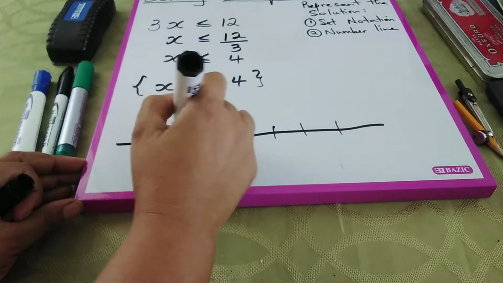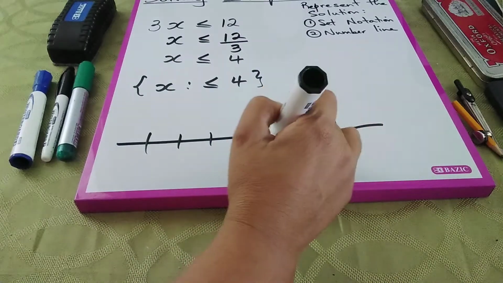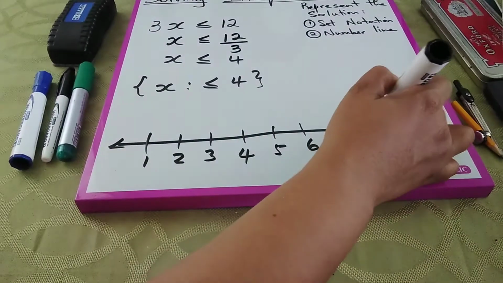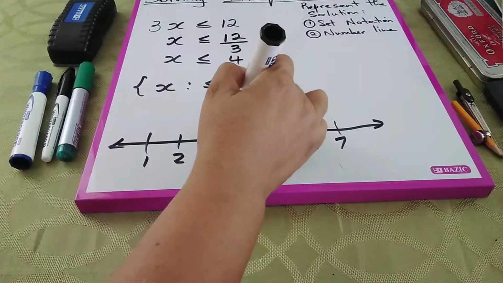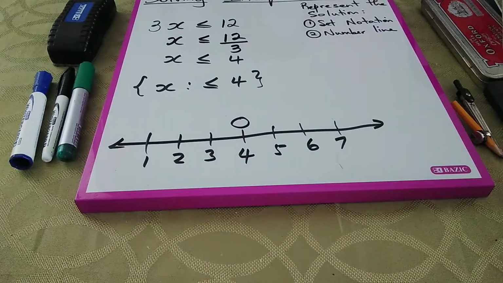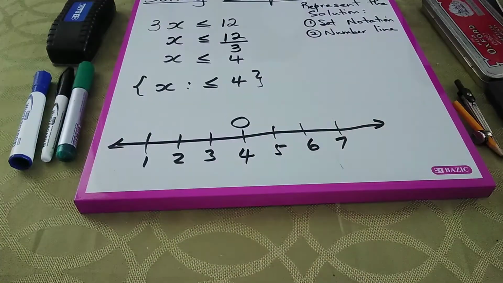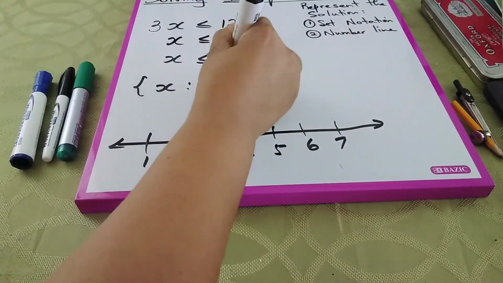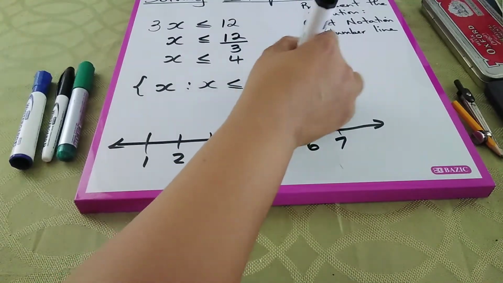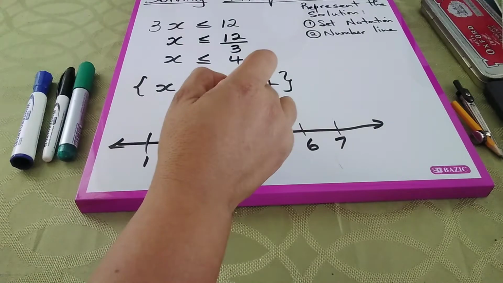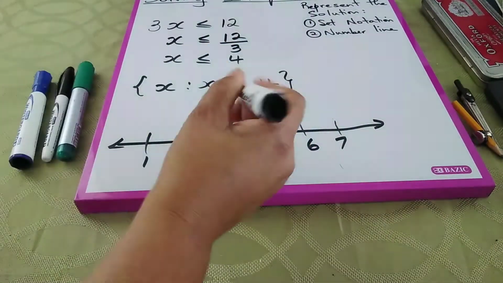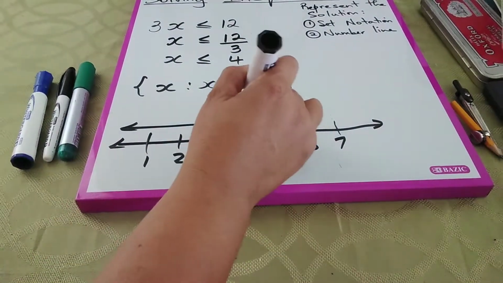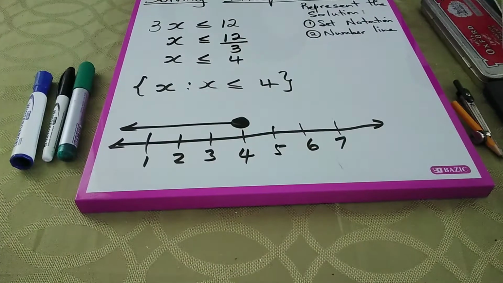All right. Again, put the 4 in the middle. And we have 5, 6, 7, and we have 3, 2, 1. Put the arrows to show that the values extend. Draw the circle over the 4. And again, the x is on the left-hand side of the inequality sign. X is less than or equal to 4. So it means it will be pointing that way. And these are the values that are less than or equal to 4, and I need to shade the circle in. That's it.